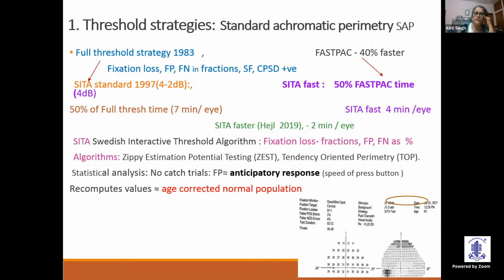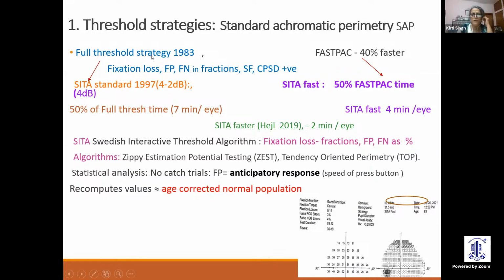Initially, full threshold came, then fastpack came, and then SITA came in 1997, and then SITA fast came, and now you have SITA faster. SITA fast, SITA standard would have lesser time, obviously. SITA standard takes 7 minutes per eye, and SITA faster is 2 minutes per eye. What is SITA? A question again asked. Swedish interactive threshold algorithm.